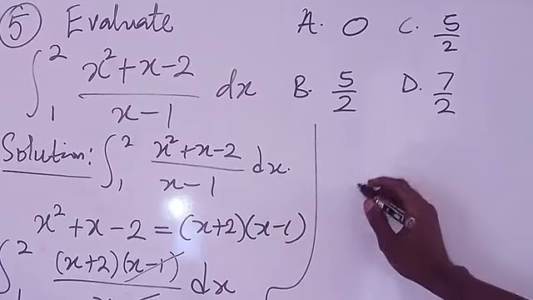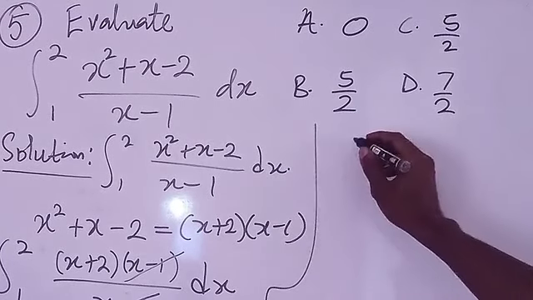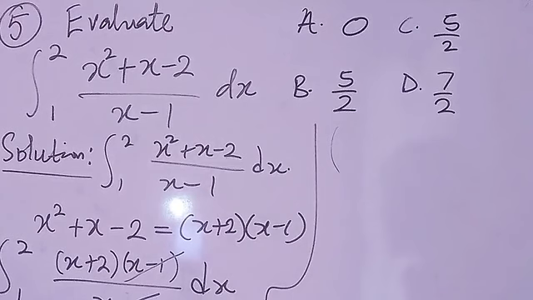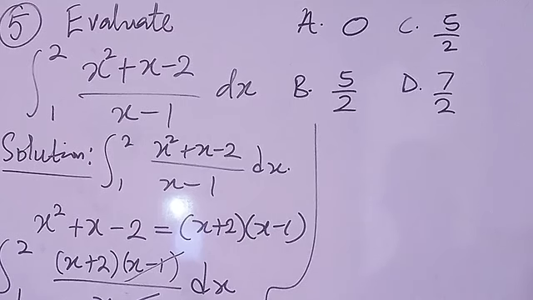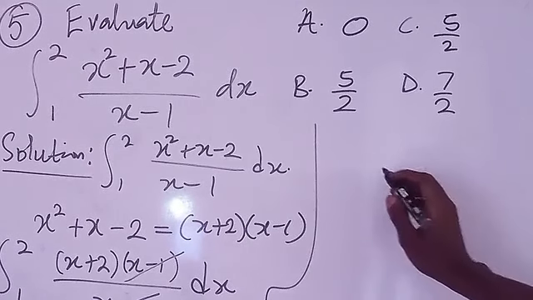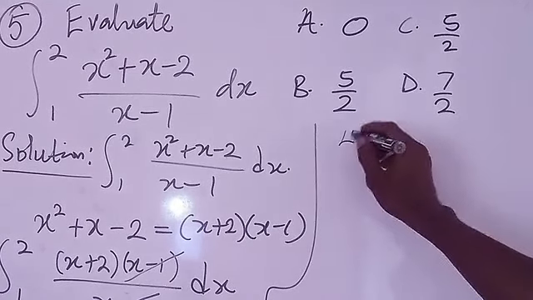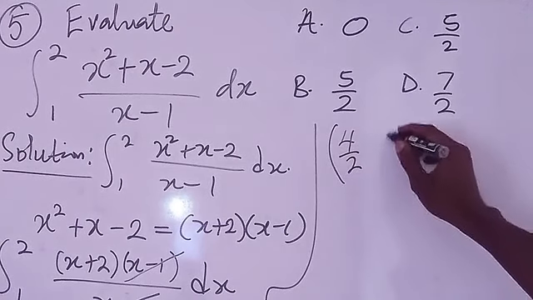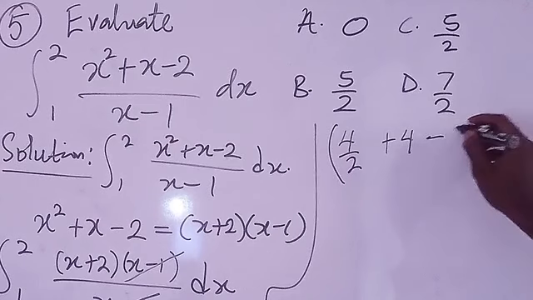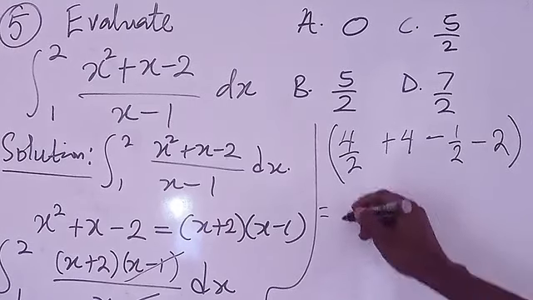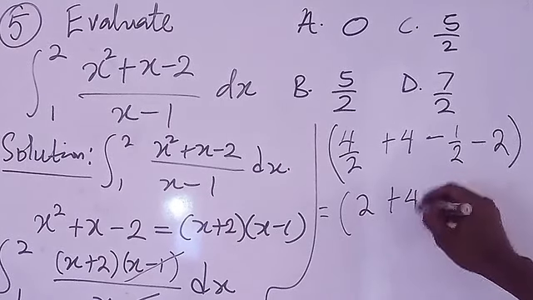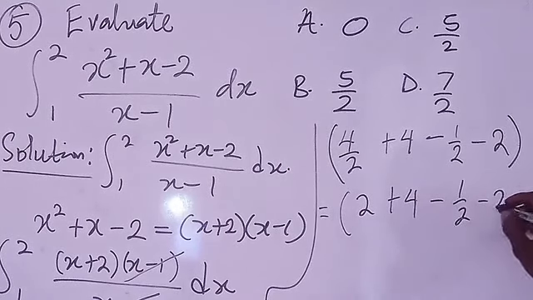So from there, 2 raised to power 2 is going to give us, please, I would like you to write it down because I want to continue from here. So we're going to have 4 over 2, plus 4, minus, this minus will affect this, we're going to have 1 over 2, and this minus will affect this one, it's going to be minus 2. So we're going to have 4 over 2, that is 2, plus 4, minus 1 over 2, minus 2.